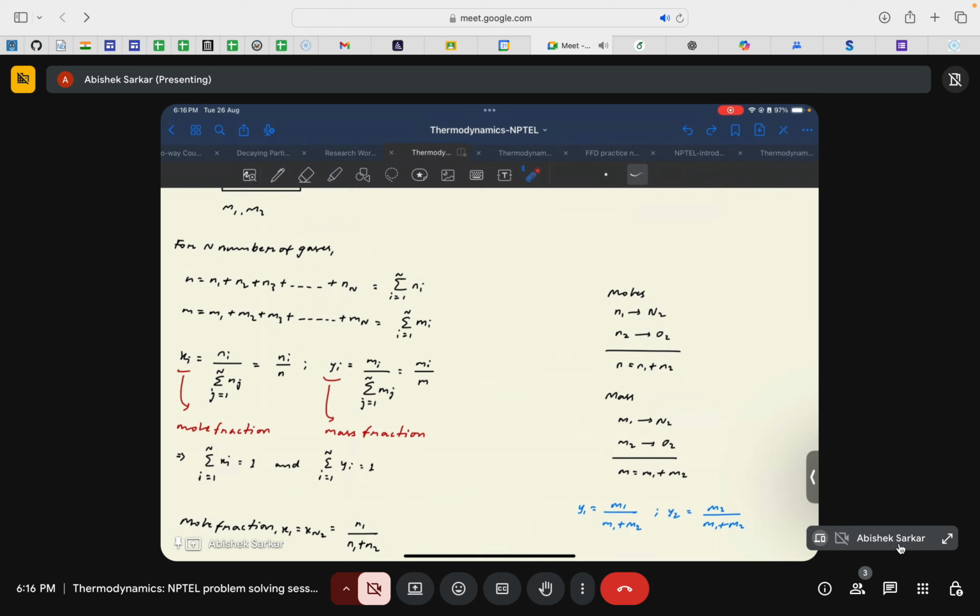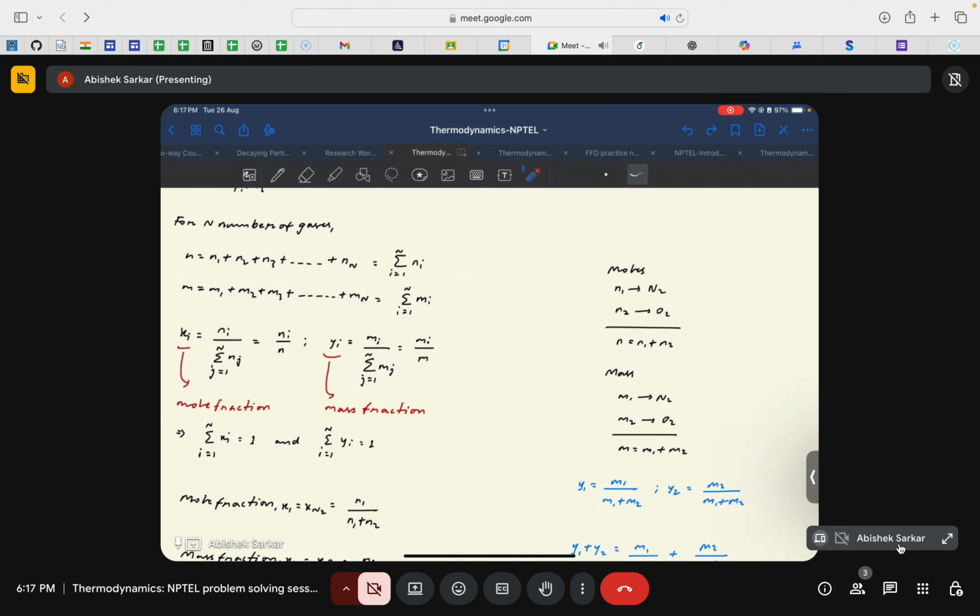Similarly, mass fraction is given by yi, again a popular notation, and is given by mi divided by the summation of the masses of all the gases in the mixture. So it is given by mi by m, where the summation of mj, j varying from 1 to n, is equal to m. One more identity is that the summation of all the mole fractions in the mixture is equal to 1, and similarly the summation of all the mass fractions of the gases in the mixture is equal to 1. It's something that can be easily understood, and it's not that difficult to visualize.